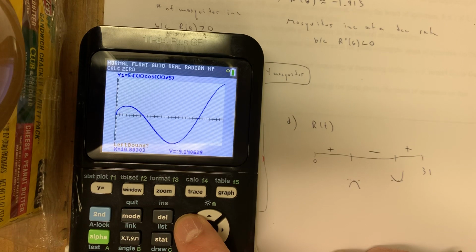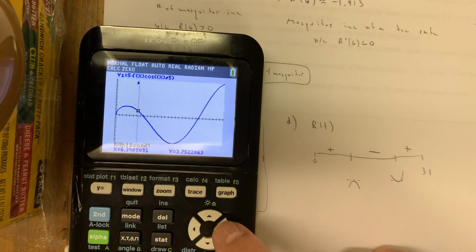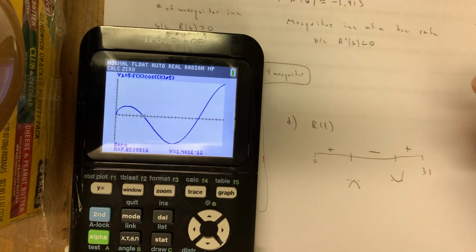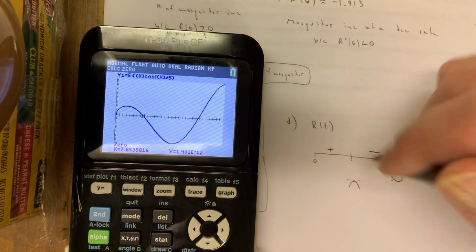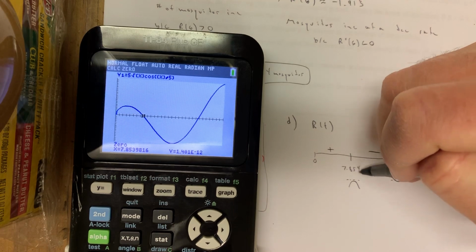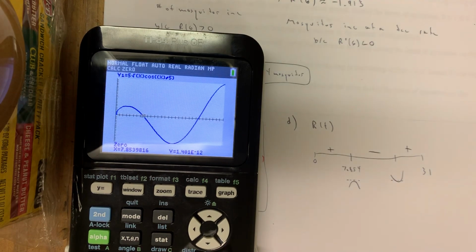Let's go over on the right. Okay, and its guess is what? 7.854 approximately.